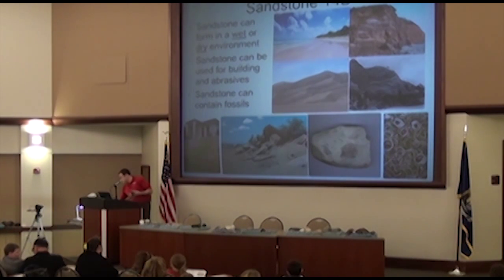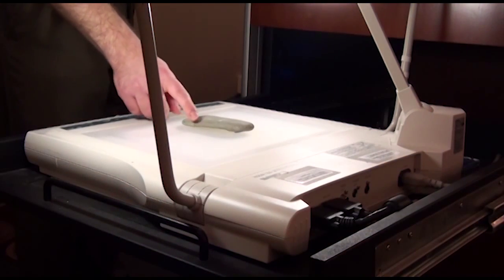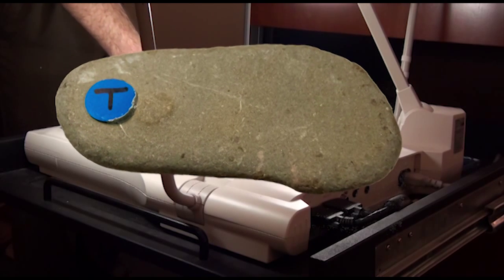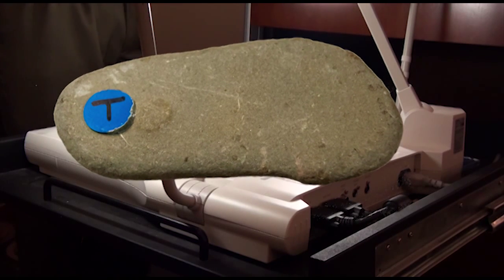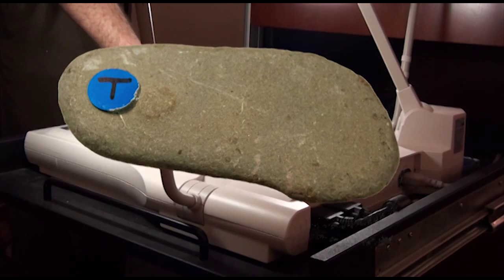Let me show you some pieces of sandstone. This piece is actually from Grindstone City. And if you feel it, it's a little bit rough. It's a gray color, almost clay-colored, grayish-brown. And it's rounded because I found it on the beach.